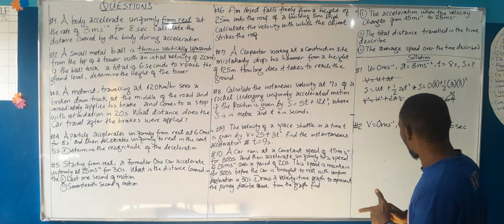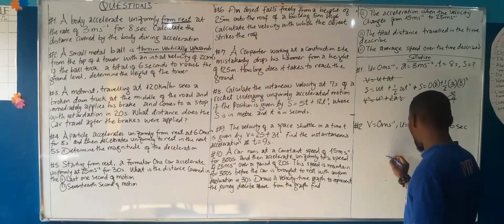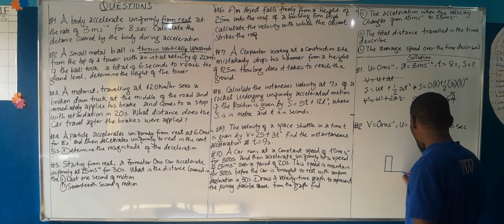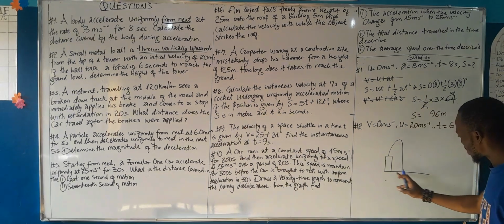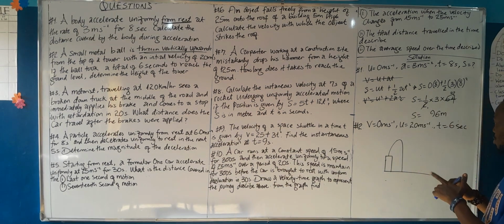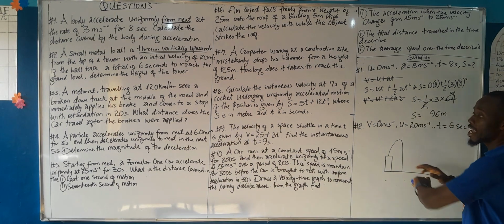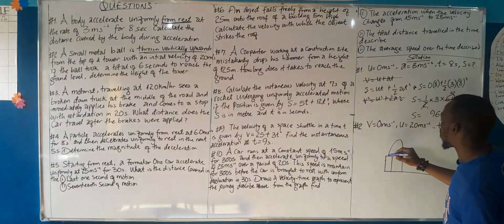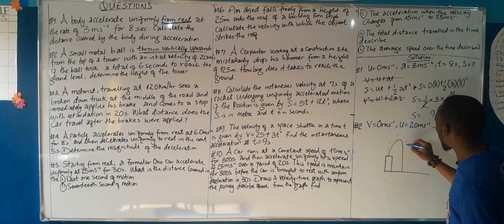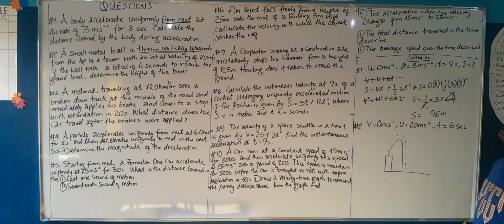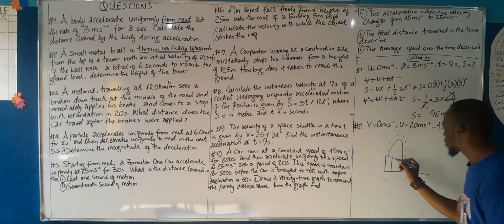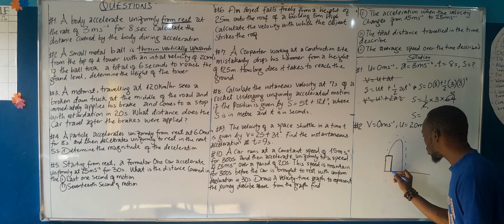Now, let's draw. I think if we draw, we can look at it very well. Okay? So let's say this is the ground. And they told us that the time given to us is the total time taken from here till you touch the ground. Okay. So now, we want to find the height of this tower.